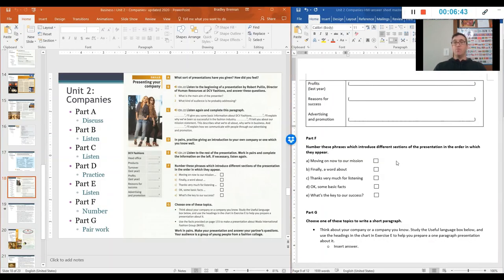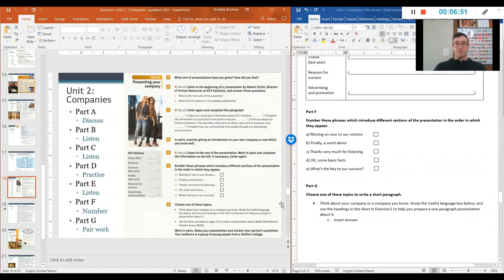Okay, so you should have numbered one for the first statement that was said, and then down to five, the fifth statement. The last part here, G. Choose one of these topics to write a short paragraph. Think about your company or a company you know well. Study the useful language box below and use the headings in the chart in exercise E to help you prepare a one-paragraph presentation about it.